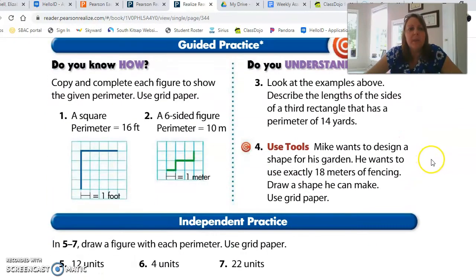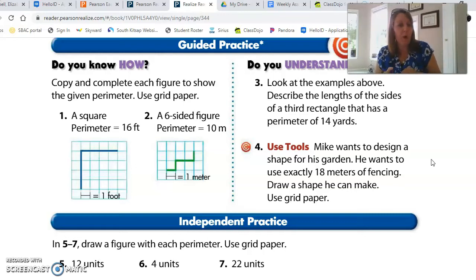All right, so as I come down here, it does say copy and complete each figure to show the given perimeter and to use grid paper. And that's why I did assign it. I understand if you can't get to it, but please try. And there are also online versions of grid paper that I will try to get, but so far I have not been successful in having it so that you guys can draw. So if you can print it out, that would be the best.